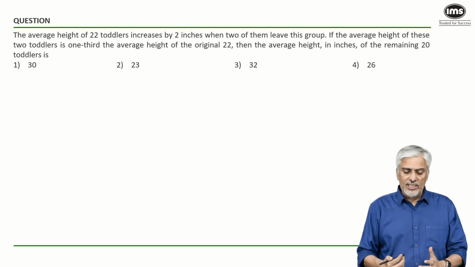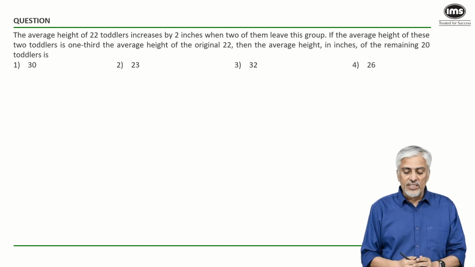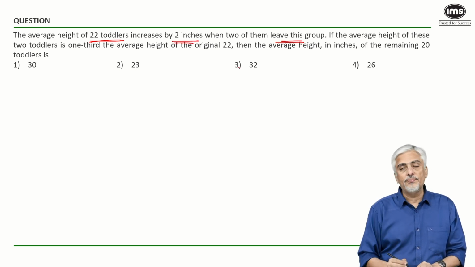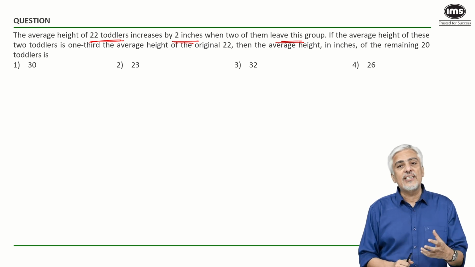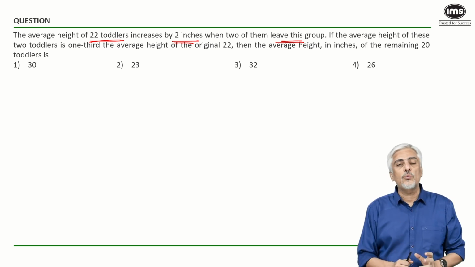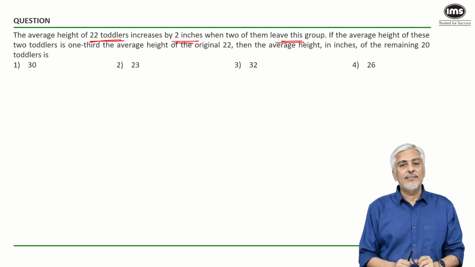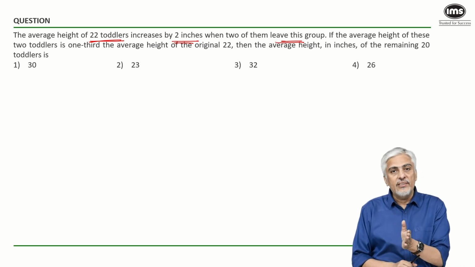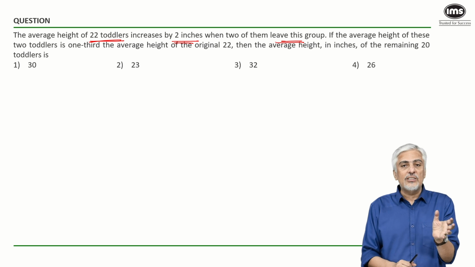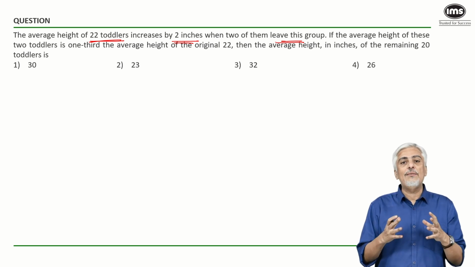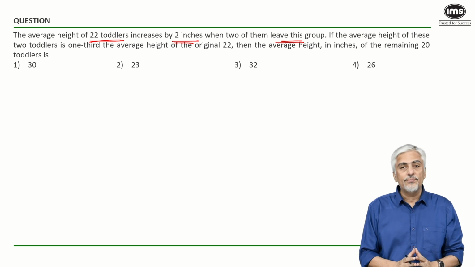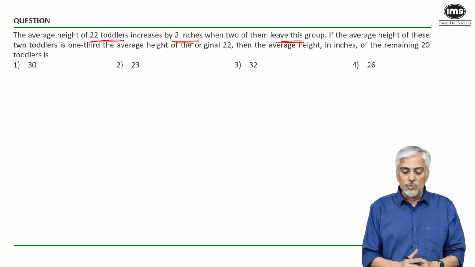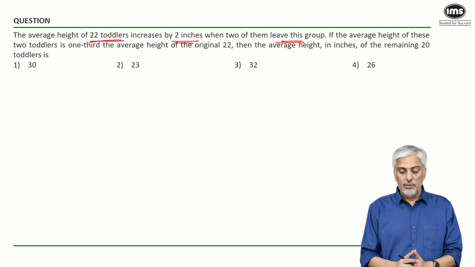Let's have a look at the next question. The next question talks about heights. The average height of 22 toddlers increased by 2 inches when 2 of them leave. Now tell me, when will the average increase? If some people leave your group and the average increases, what would it mean? That means the people who were leaving, their height was definitely less than the average height of the group. Only that is why they left. So it's like that logic, if the weaker person of the team leaves and the team automatically becomes stronger, the average automatically becomes stronger. So if the average height of these 2 toddlers is 1/3 the average height of the original 22, then the average height in inches of the remaining 20 toddlers is what?